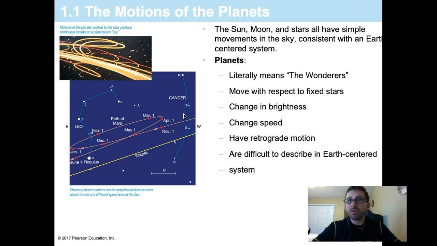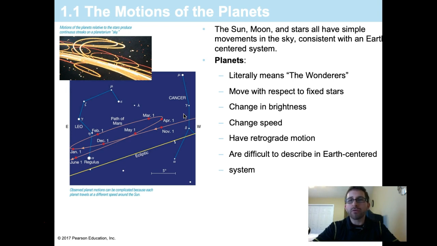So just some additional information here. The word planet actually means the wanderers. Pretty much everything else in the sky, the stars, are all fixed, at least they appear fixed over short human lifespans. But over the course of even just a few days, you can watch the motion of a planet.